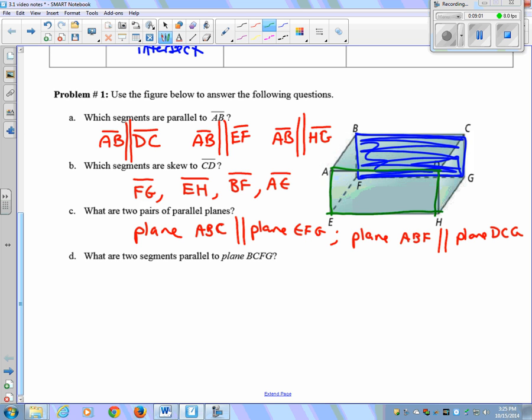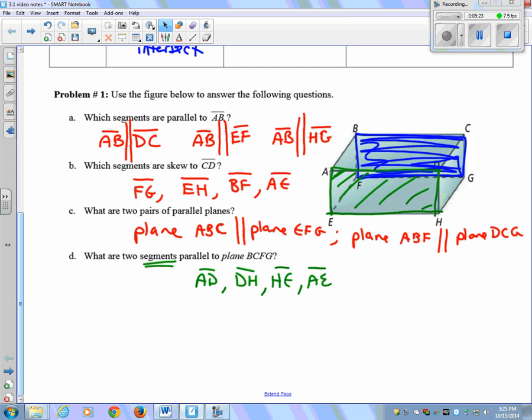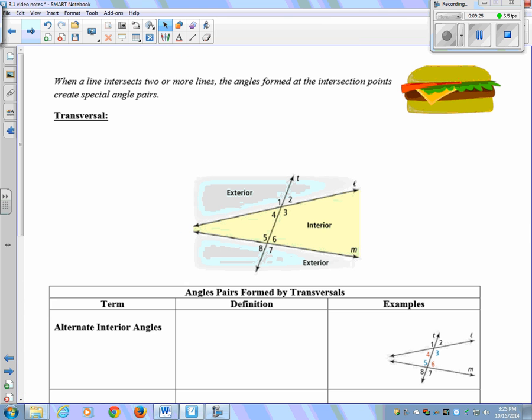So, in other words, the blue plane here is parallel to this green plane here. So any segment that's in that green plane will be parallel to the blue plane. So you could name AD, DH, HE, or AE. Okay, good. Let's move on.